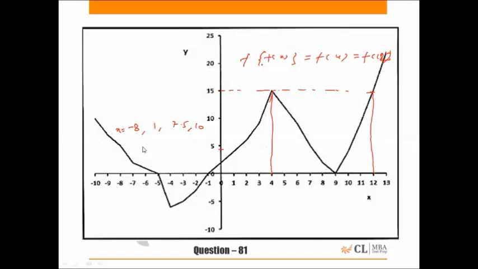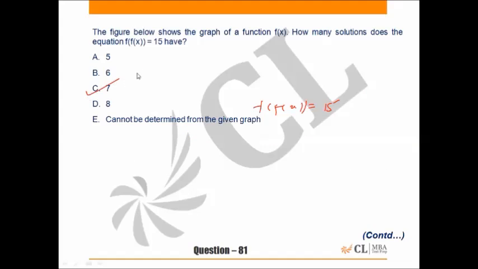These are the 4 points on the x-axis for which the value of f of x is 4, and similarly we have to find the values of x for which f of x is 12, and these points are 3, 5, 11. So there are 7 different values at which f of f of x is equal to 15. So the number of solutions is 7, which is option C.